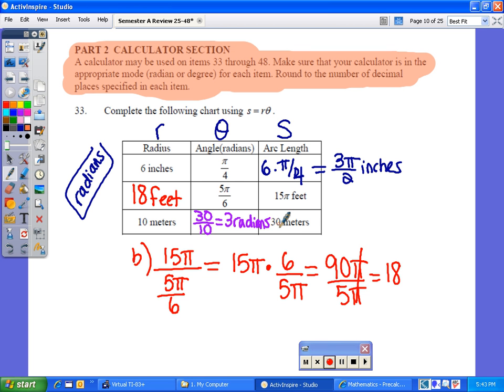And then here you just divide 30 divided by 10, and you get 3 radians. Make sure if you're looking for the angle, you write radians. You don't have to do anything with pi. You don't have to divide by pi. You don't have to do any of that stuff. Just write the word radians.